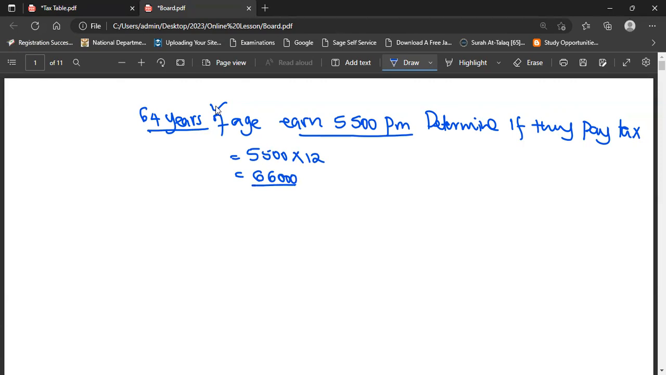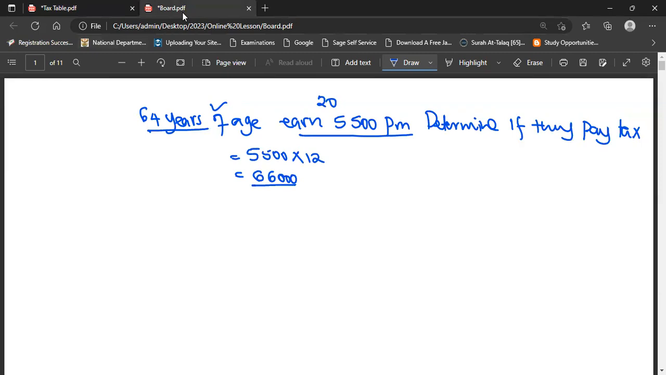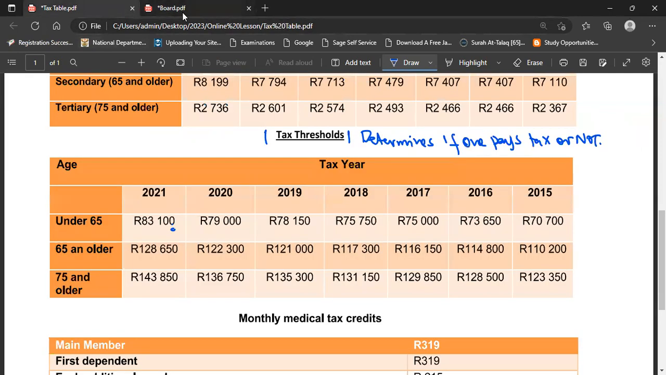Let's take the year to be 2019. The person earns this in 2019. So we shall come here. The person is 64 years of age. So when we come to the table, we shall see we are here, 64 years of age. So I'm looking at that number because the person got 66,000. So this number is below the threshold. The person does not pay tax.